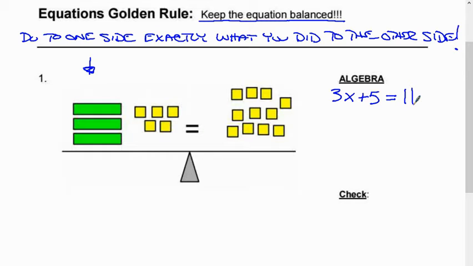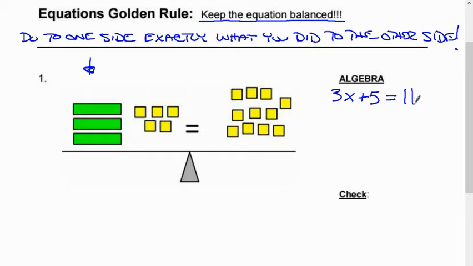Remember that the goal of an equation is to isolate the variable. We need to get that variable term all by itself. So in our picture, we've got to get those rectangles all by themselves. The variables are on the left-hand side of the equation. They're not alone. They have the 5 yellow squares there. We would want to take away those 5 yellow squares, but if I do that on the left side, I have to be able to do the same thing on the right side.